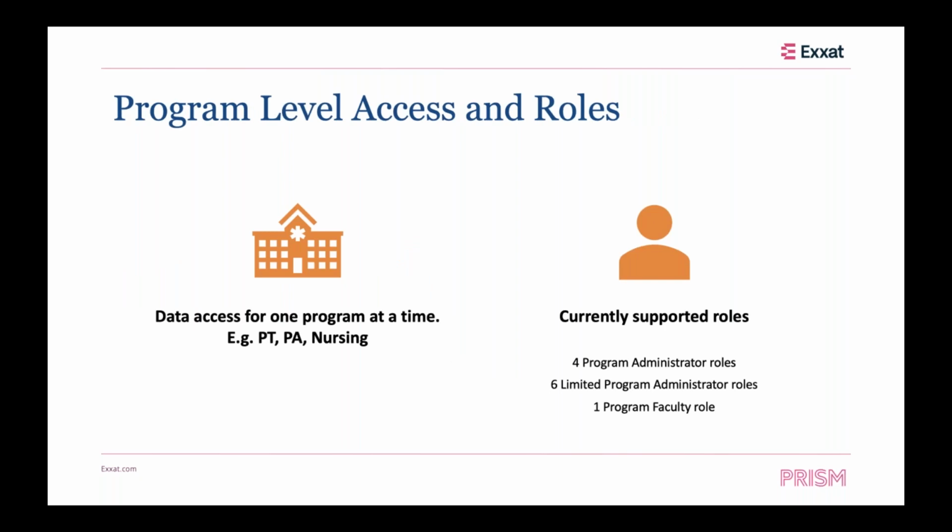Next is program level access and roles. This is the core of Prism. This is Prism as most of the administrators know and see. We offer maximum functionality here. There were 11 different functionalities which Vijak had shown in one of the earlier slides in the admin persona. And we also offer the widest range of roles. There are 4 program administrator roles with some variations. Then 6 program administrator roles, which are very limited in nature, and then 1 program faculty role. I will talk about each of these in subsequent slides.